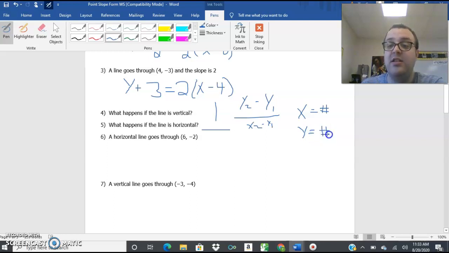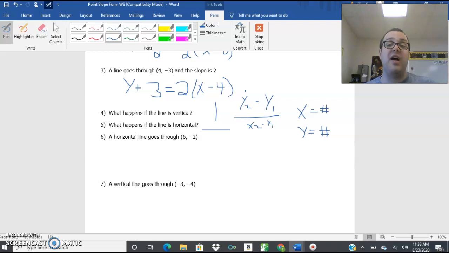So basically what you need to know is that when you're writing a vertical line, it's going to be x equals whatever the x coordinate is. And if you're writing a horizontal line, it's going to be y equals whatever that y coordinate is, all right? So again, we're talking about writing equations of lines when we're given points as opposed to exactly the y-intercept.